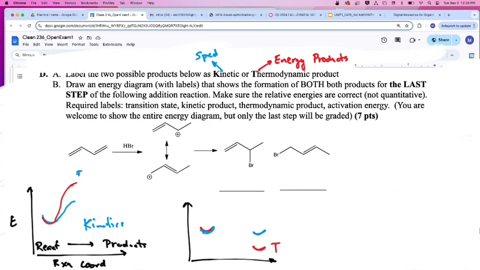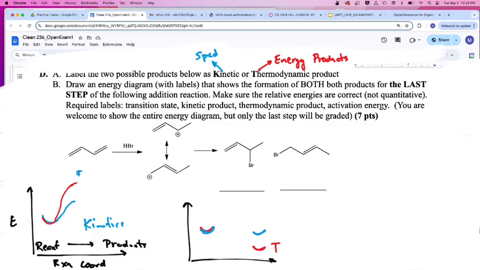No. Why not? Because it only focuses on the activation energy. Kinetics is all about the activation energy. Thermodynamics is all about reactant versus product. So if we look at the second energy diagram that we've drawn, we haven't specified an activation barrier. So we have no information about what is kinetic. All we know is thermodynamic. Does that make sense?